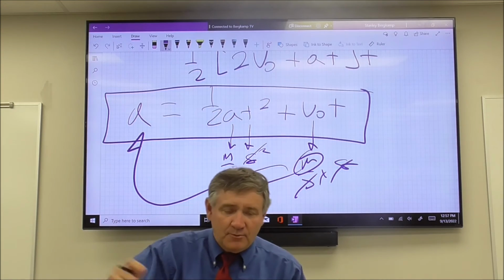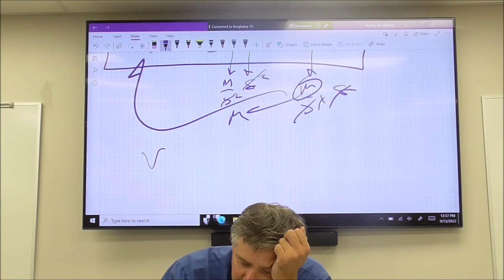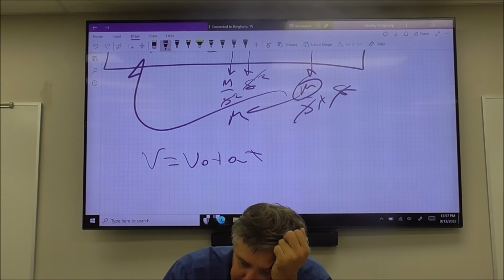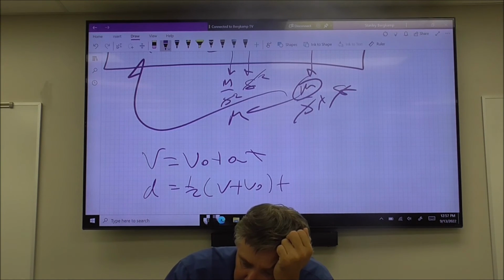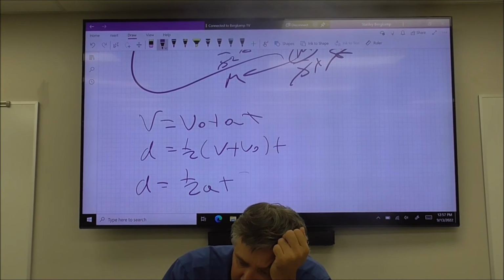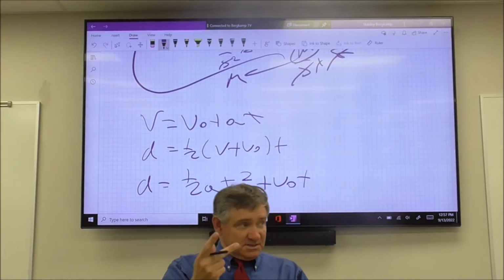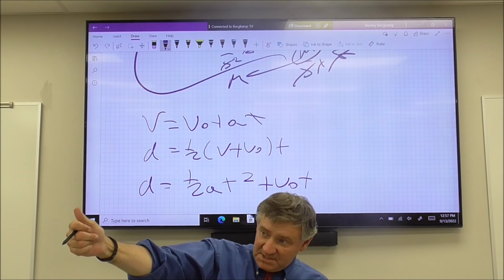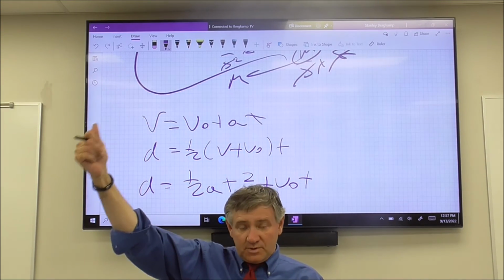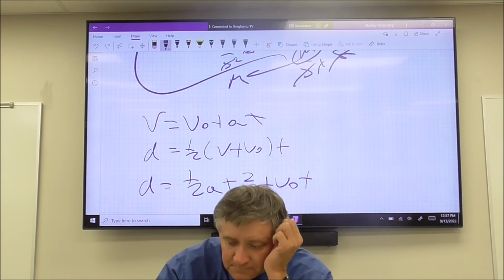So now, we're going to do a little comparison of the three equations. We got v equals v naught plus at. We have distance equals 1/2 (v plus v naught) times time. And then distance equals 1/2 at squared plus v naught times time. Okay? So two of them involve distance. One involves acceleration. The other one doesn't involve acceleration. So here's how this would play out.